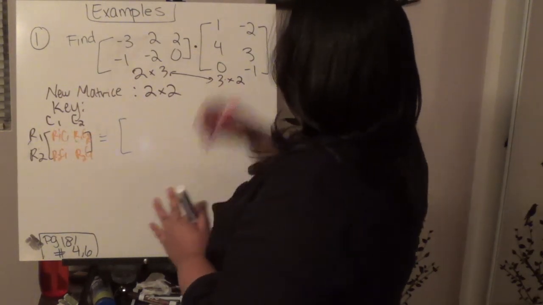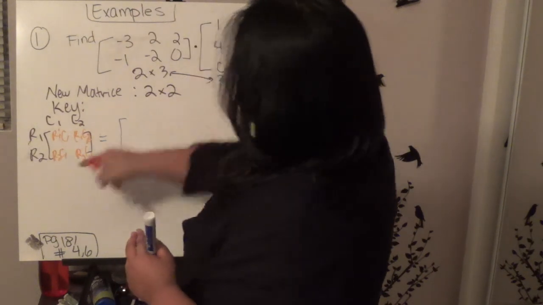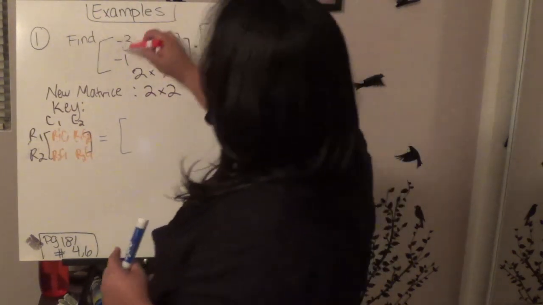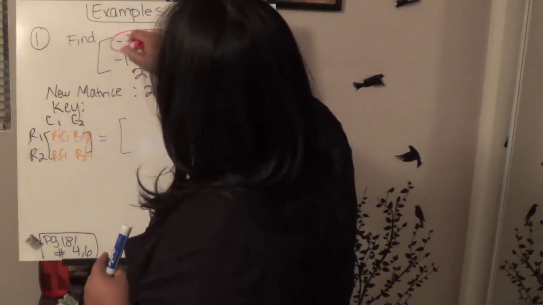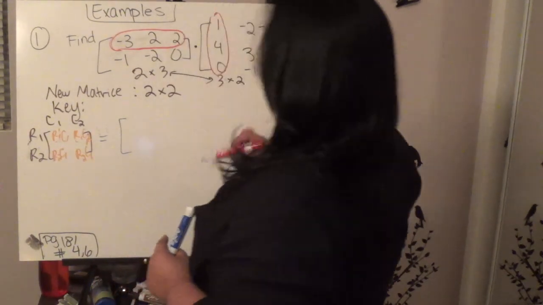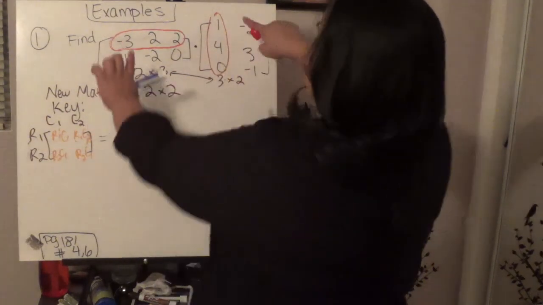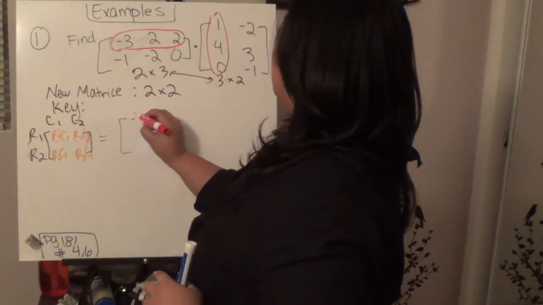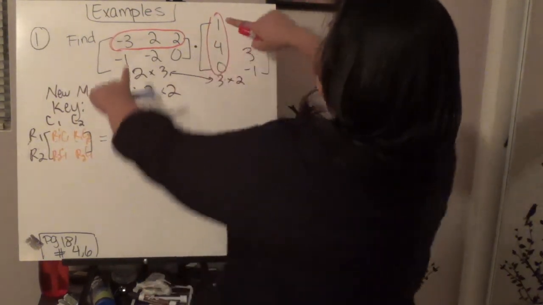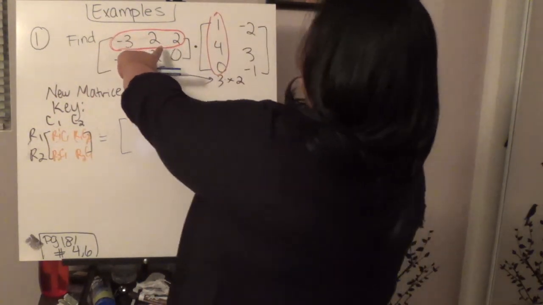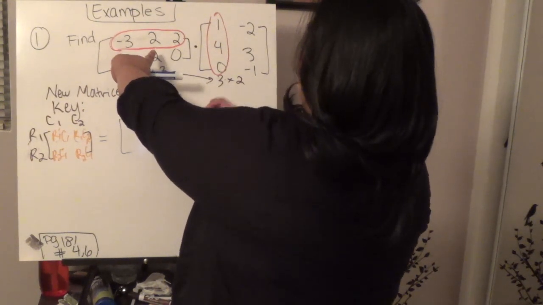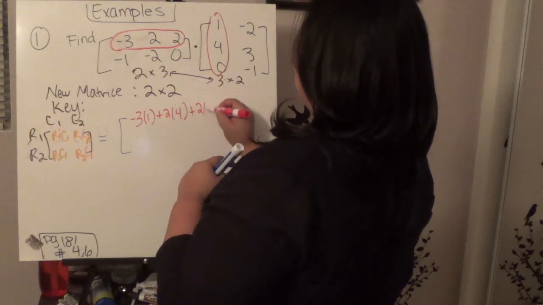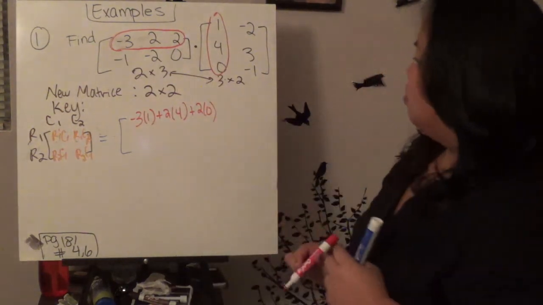Alright, so the first one is telling me row 1, column 1. So this is for the first matrix, and the second one tells me the second. So this is row 1, and this is column 1. Do you see that? So I'm going to multiply the corresponding ones and then add them. So what I mean is, it's going to be 3 times 1. See that? And then plus 2 times 4, okay, plus 2 times 0.